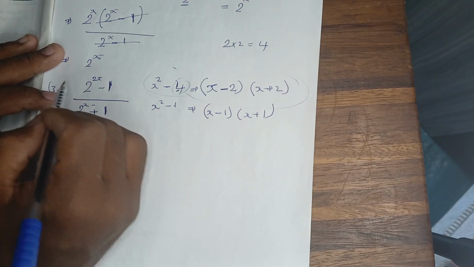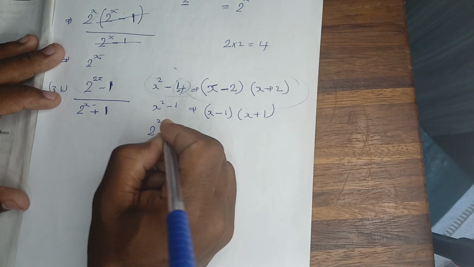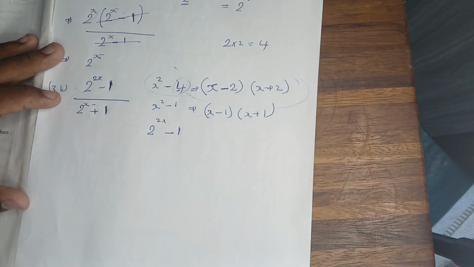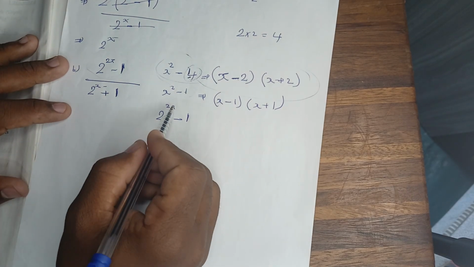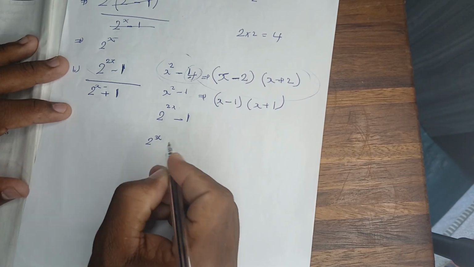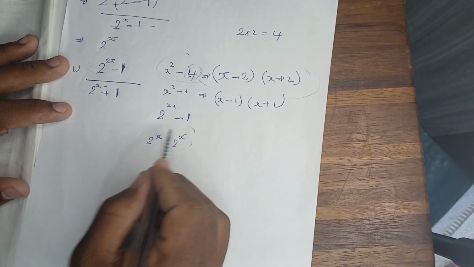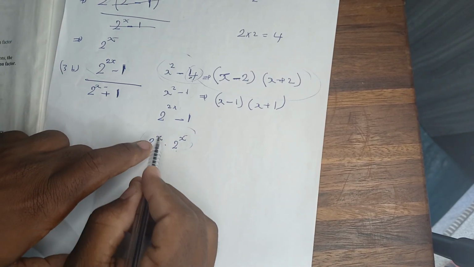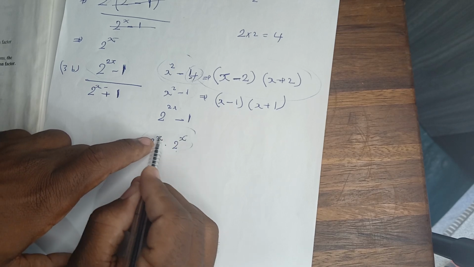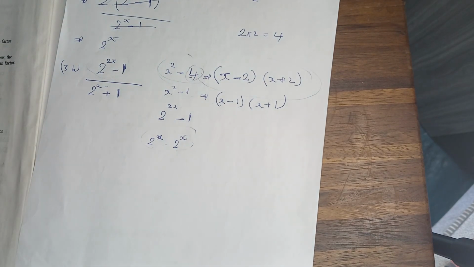So this is what we are going to do. We are going to factorize this part. So we've got 2 to the exponent 2x minus 1, right? Remember, if I were to break this, it will be 2 to the exponent x multiplied by 2 to the exponent x. Then if I want to get back here, we know that the bases are the same, so I'm going to add the exponents. It's going to be x plus x. Can you see I'm already back there?